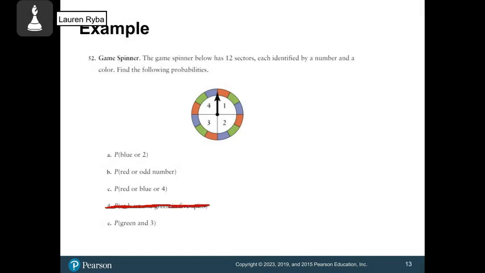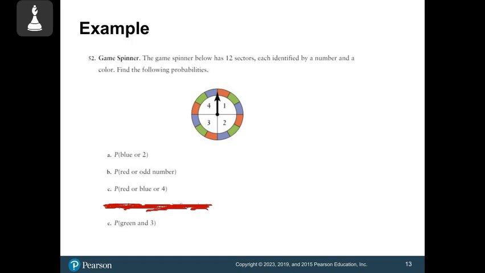Below we have a spinner, which has both colors and numbered sections. There are 12 pieces, so 1 red, 1 green, 1 blue, 2 red, 2 green, 2 blue, and so forth all the way around. So there's a few ways we can do this. I like to just mark them and count them.